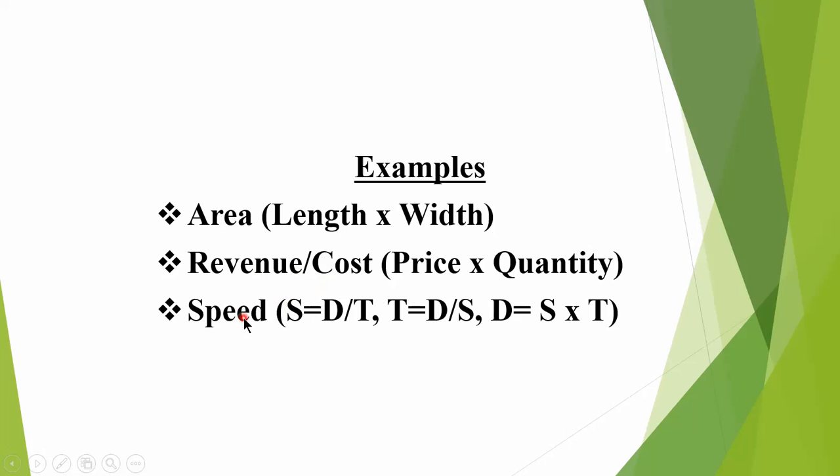Similarly, you could get speed questions, which is a quotient. Speed means distance over time. So time is distance over speed. Distance is speed times time. This is a product. These are quotients. So you could get questions on area, revenue or cost, and on speed in general.